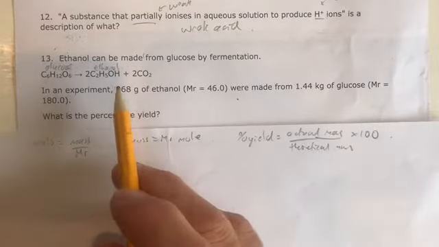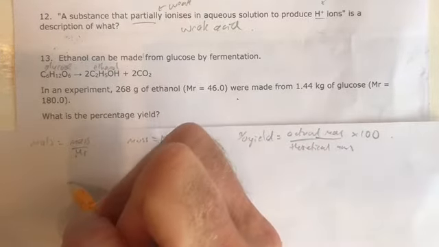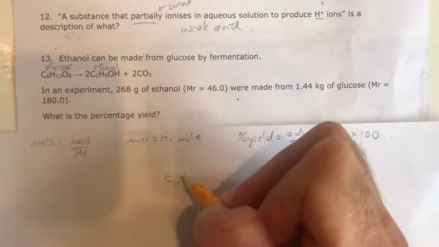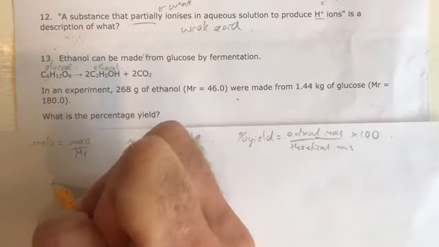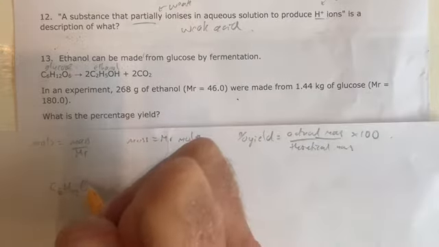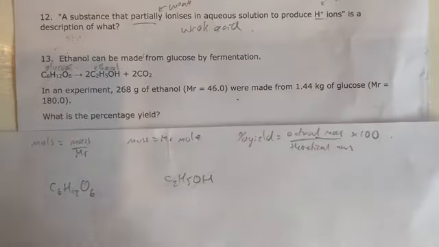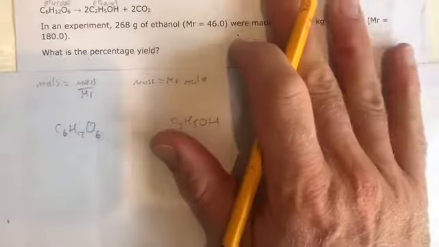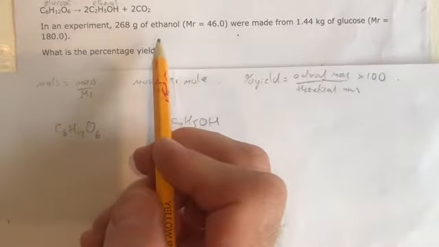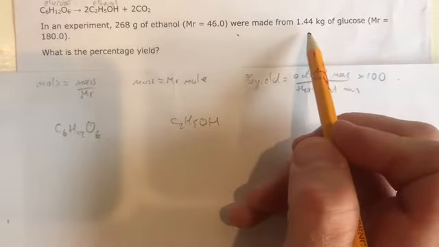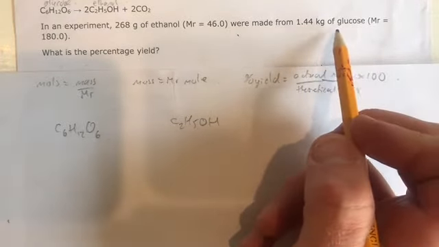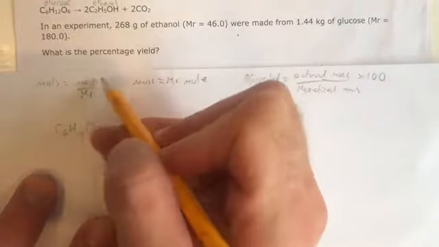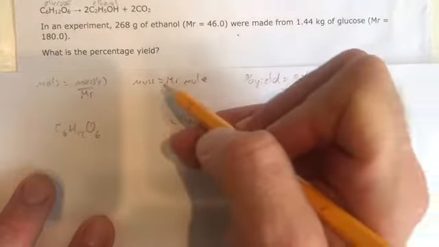Right, so what have we actually got? Let's do a quick rewrite down here. You remember with these, there's only ever two things you need to worry about. There's my ethanol, let's write that there. There's my glucose, let's write that there. 268 grams of ethanol were made from 1.44 kilograms of glucose. First up we've got different units, so that's just downright stupid. You'll remember this mass should really be in grams.